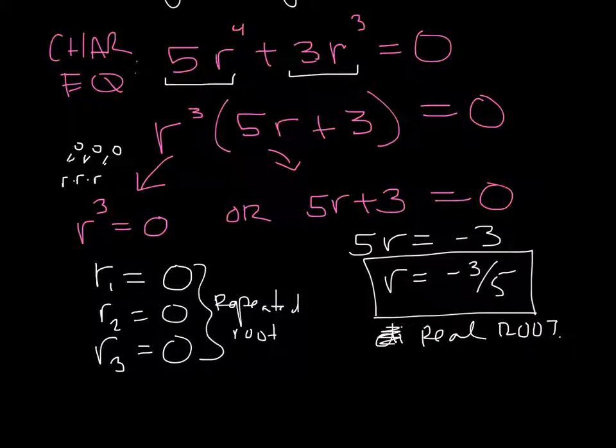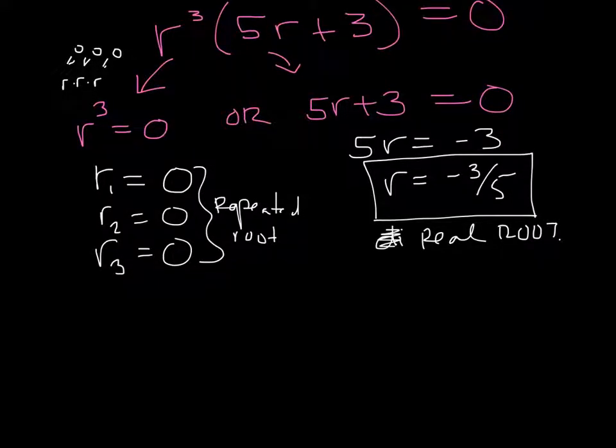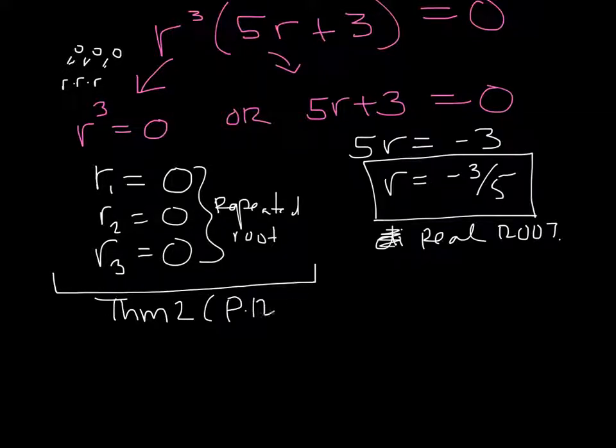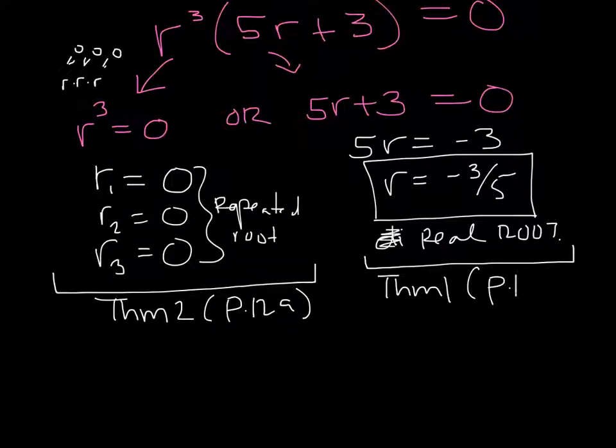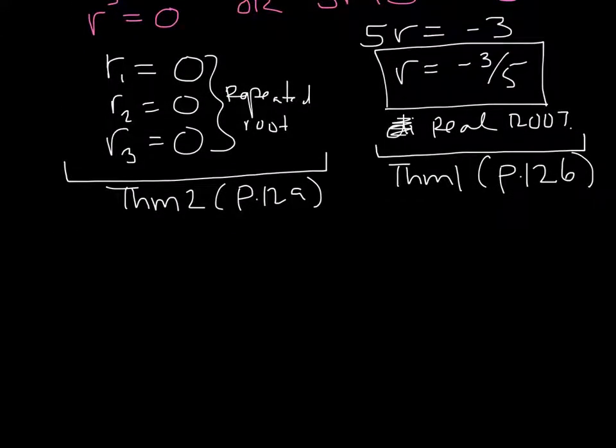So here, we're actually going to be using 2 theorems in the book. Let's write that down. For the repeated root, we're going to be using theorem 2 in your book. This is on page 129. And for the other one, we know how to write this from 2.2, but it's also emphasized in the book again. It's on page 126. So theorem 1, distinct real roots, page 126.